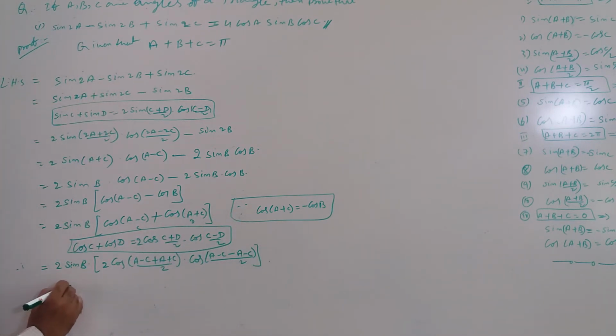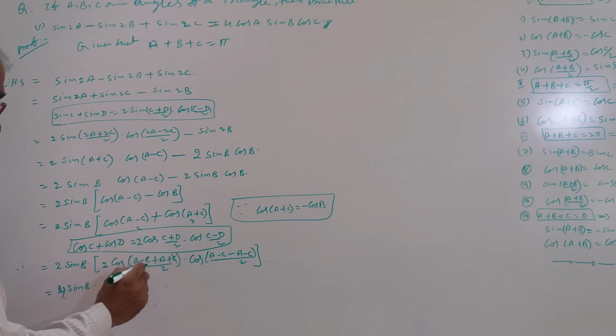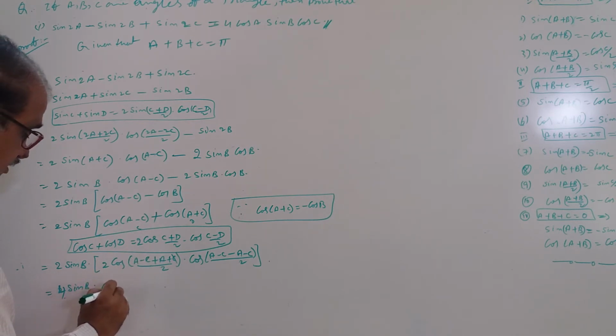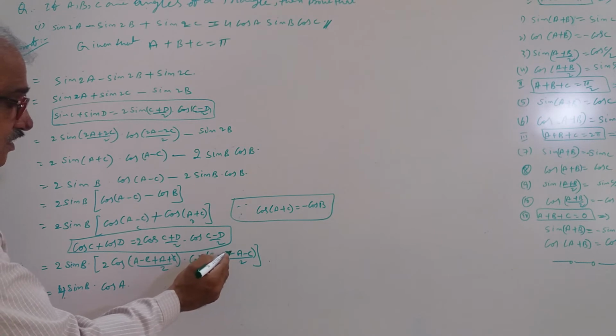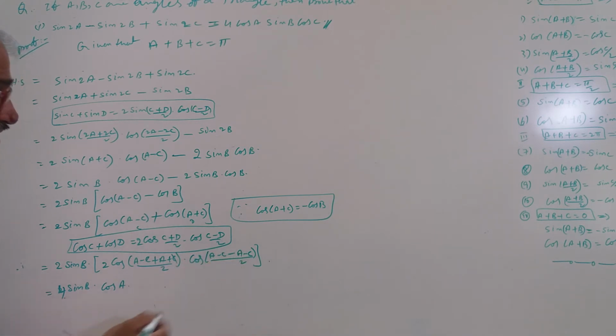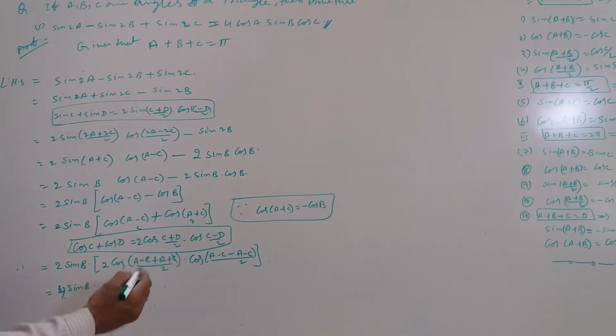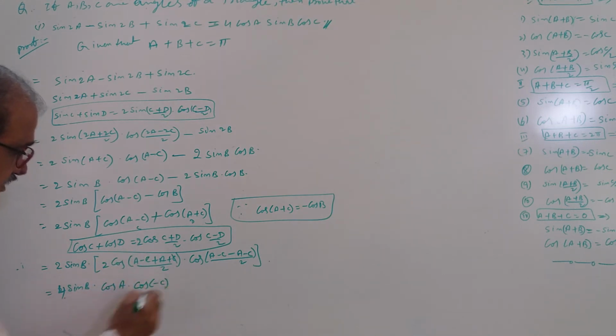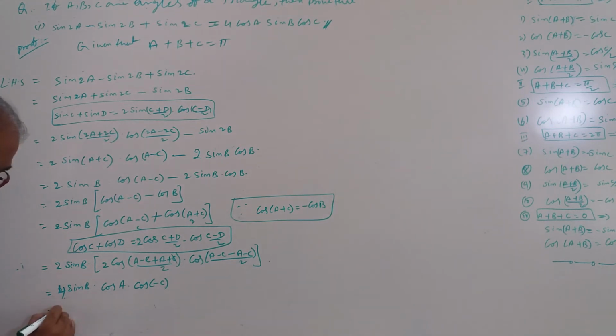By simplification, this will become 2 sin b into 2 into 2, 4 sin b into, here c gets cancelled, (a plus a) 2a by 2 is a, that is cos a into, here a gets cancelled, minus c minus 2c by 2 is minus c, that is cos of minus c. Cos of minus theta is equal to cos theta. So we write 4 cos a sin b cos c. It is nothing but RHS.